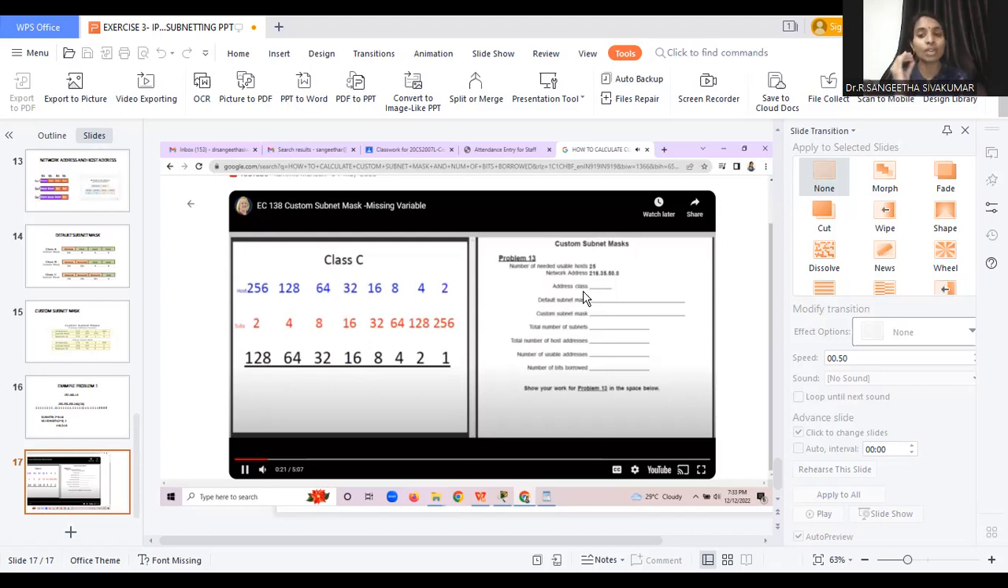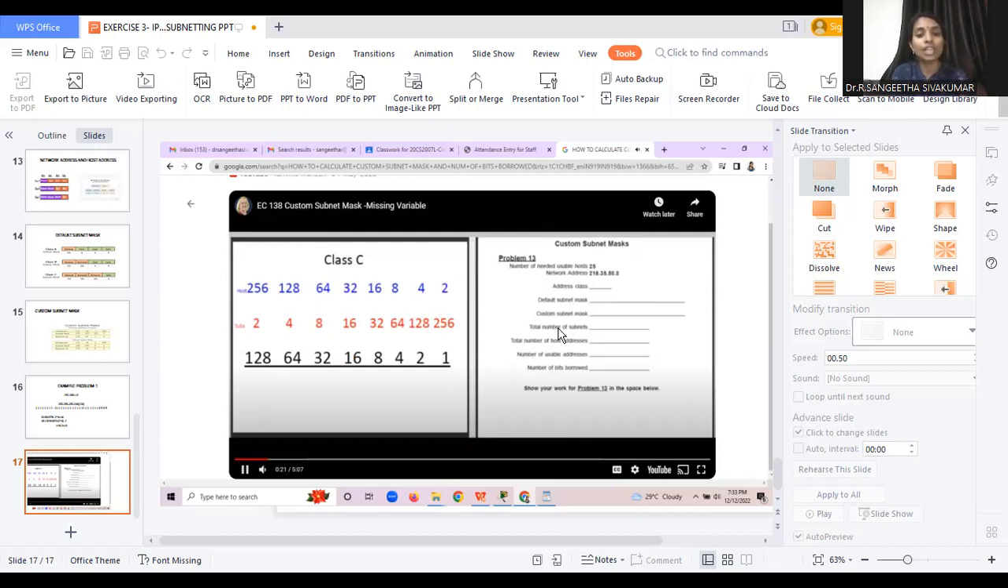Now we have to calculate to which class this particular IP address belongs. It belongs to class C because it ranges from 192 to 223, that range, which belongs to class C. Now we have to calculate the default subnet mask. Usually for class C, you can write the default subnet mask as 255.255.255.0. Now we have to calculate the custom subnet mask.